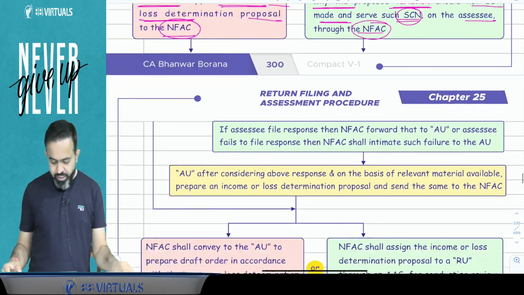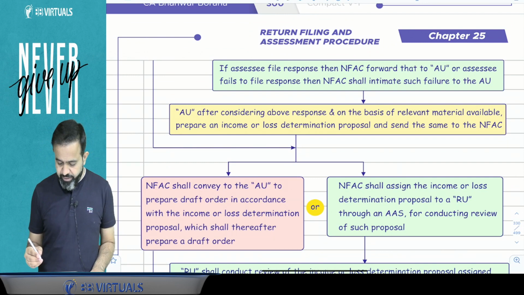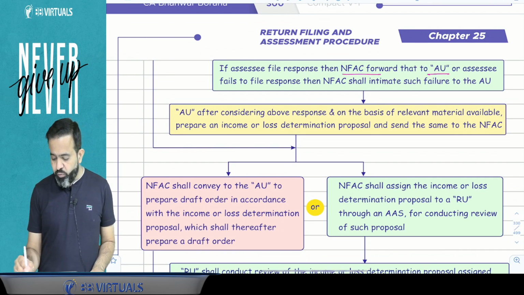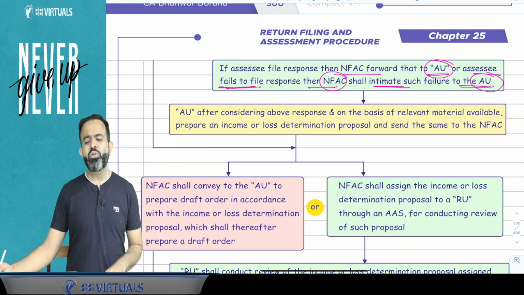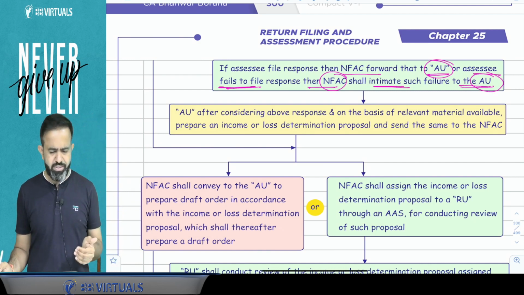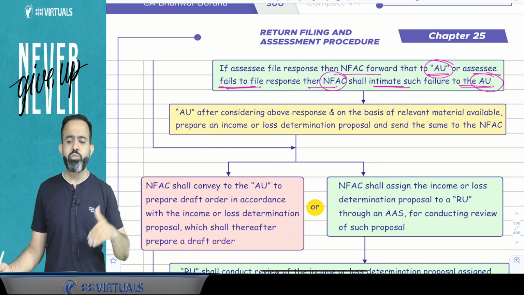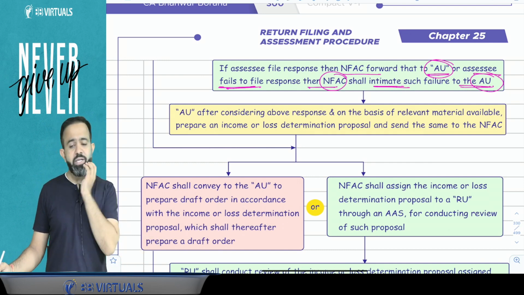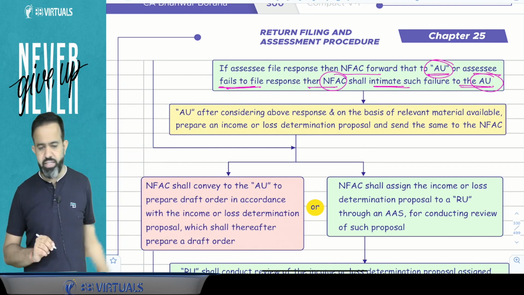Now next part: if the assessee files the response to the NFAC, then NFAC forwards that to the assessment unit. But if the assessee fails to file the response, then NFAC shall intimate such failure to the assessment unit. Suppose the assessee files the response, then that response will be forwarded to the assessment unit by NFAC. But suppose the assessee does not file the response, in that case they will intimate to the assessment unit that the assessee is not filing the response.